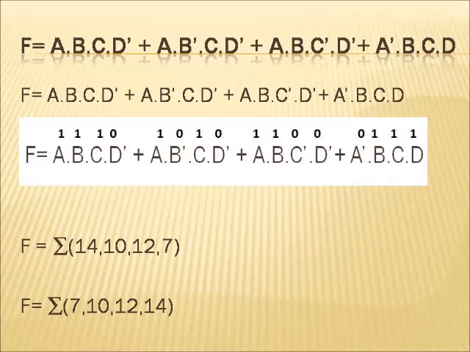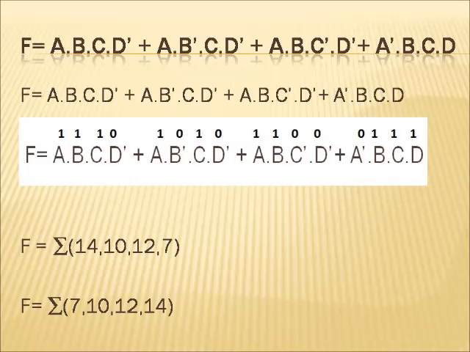If you want, I can give you the explanation, no problem. Consider the first term A B C D bar. A is 1, B is 1, C is 1, and D bar is given, so we can write it as 0.